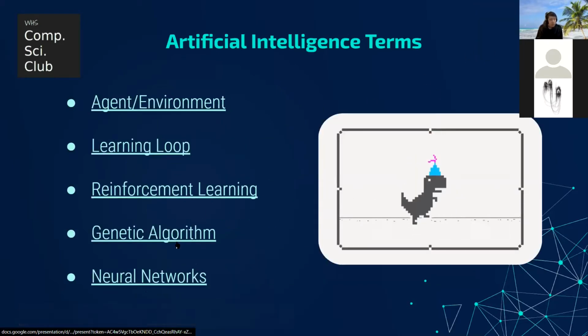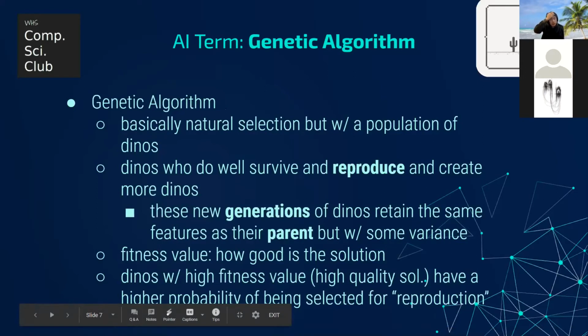And in genetic algorithm, this ties back to science and biology and Darwin's theory of natural selection, if you guys remember that. Basically, it's the same thing, except there's a population of dinosaurs this time. So you have a certain amount of dinos, in the hundreds, right? Well, as many as you can, but your computer might not support it. But whatever. And then you have a lot of dinos, and when they die, they die. But the ones that do well and survive and get a high score, they reproduce and create more dinos. And those new generations retain the same features as their parent, but with some variance. And the variance is the thing that we just talked about, right? So with some difference here and there, some randomness.